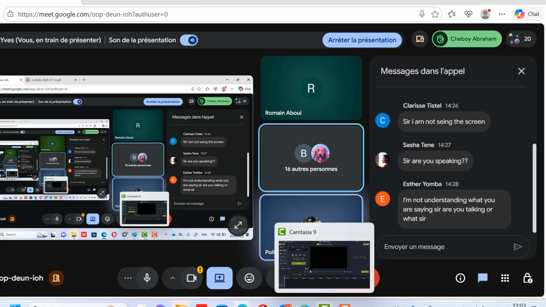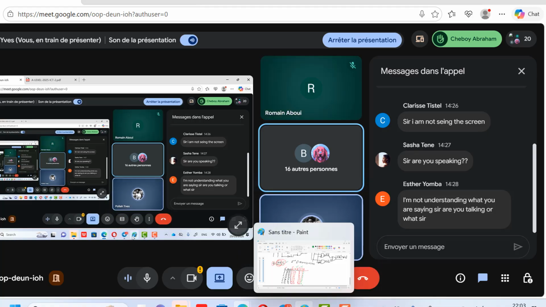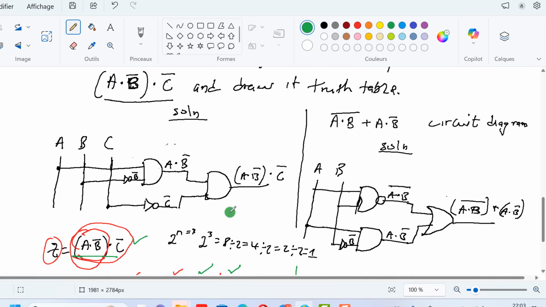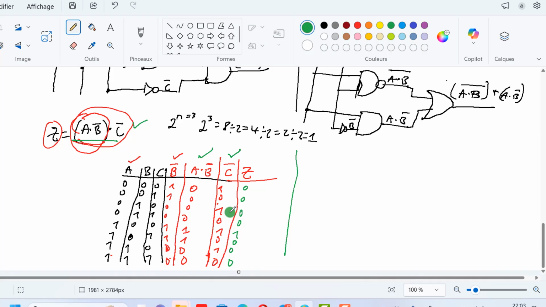Fine. Okay. So we go and draw the truth table of this last one, and I think it's all. After doing this, another thing I will mention on the logic gate, but after that it's all. Now, this second question, the Boolean expression is A dot B all that bar plus A dot B bar. So they are asking you to draw the truth table.